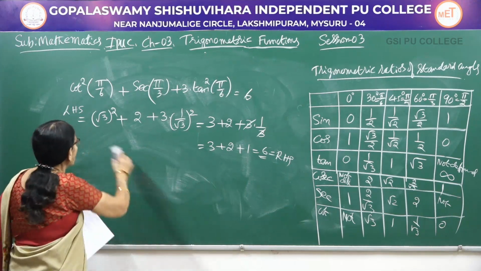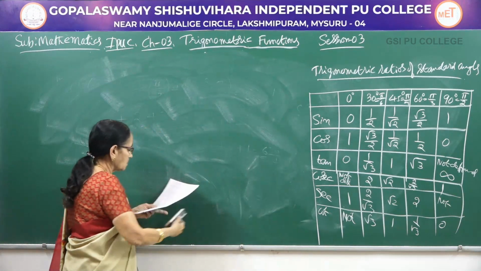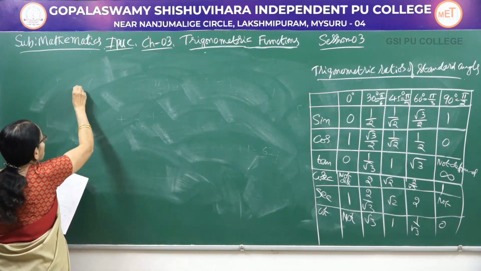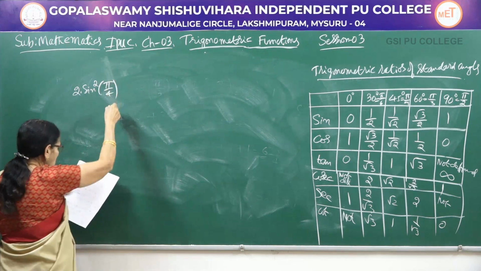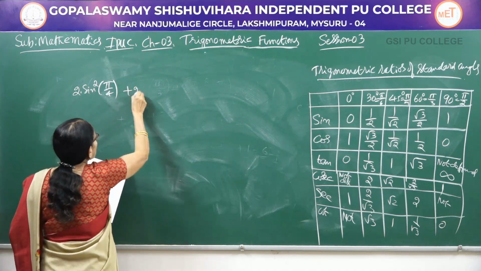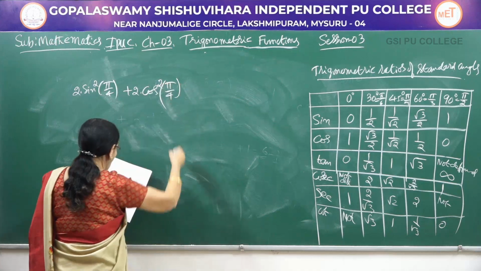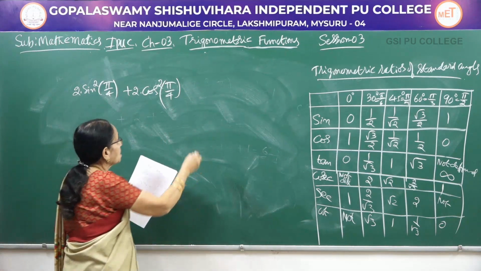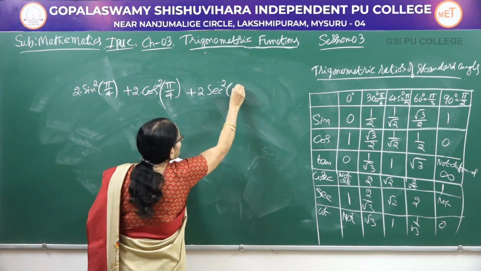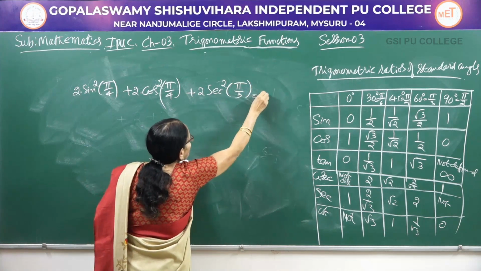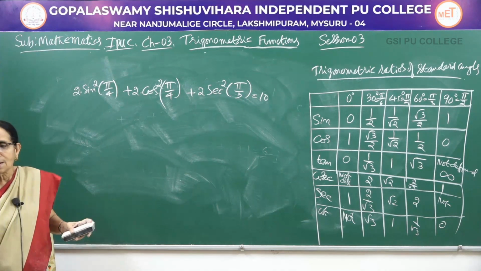Take the next problem. It is 2 times sine square 45. Here also we are proving a certain result. 2 times sine square of pi by 4 plus 2 times cos square of pi by 4 plus 2 times secant square of pi by 3. This should be equal to 10.